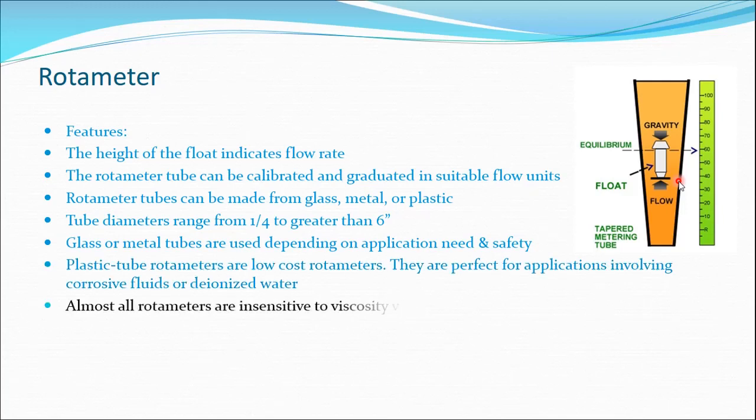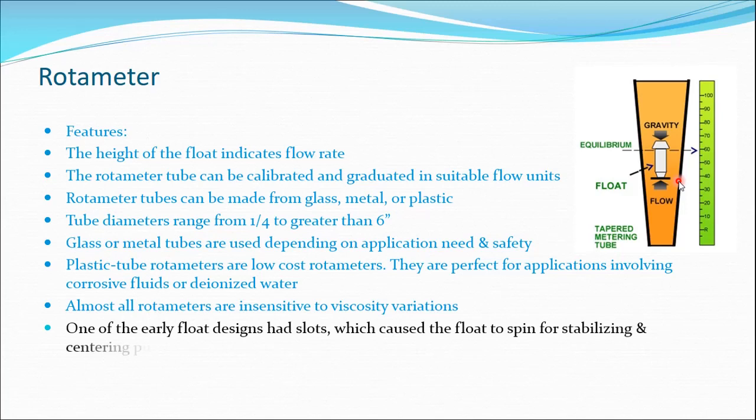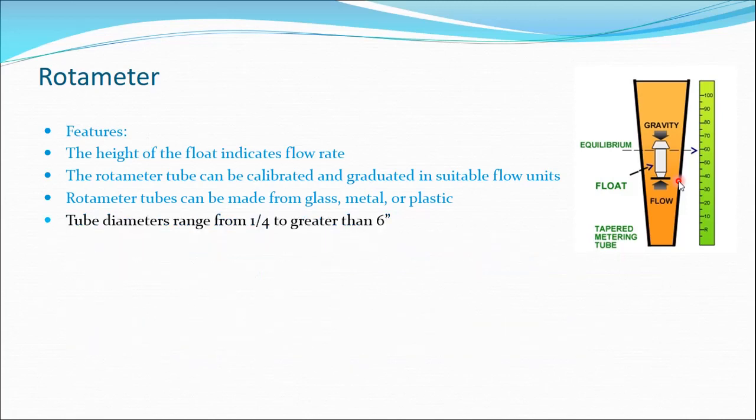Almost all rotameters are insensitive to viscosity variations. One of the early float designs had slots which could cause the float to spin for stabilizing and centering purposes. Because of this rotation, the term rotameter was coined. If we talk about glass rotameters, the basic rotameter is the glass tube rotameter, as we saw previously.